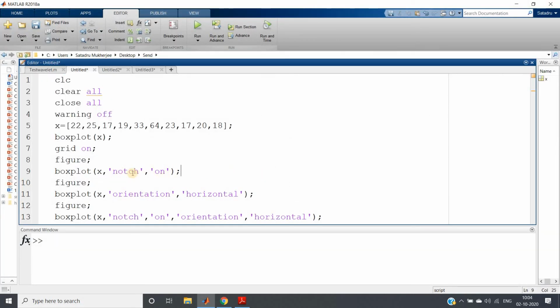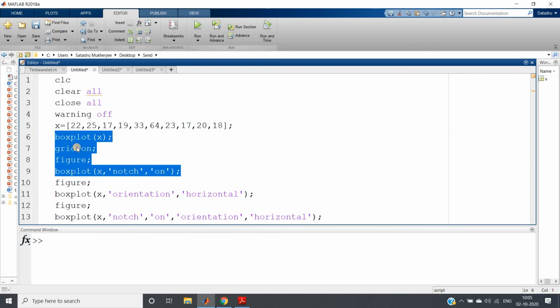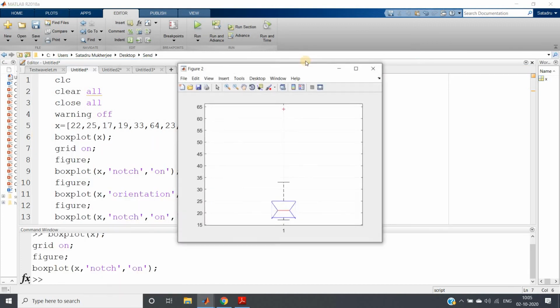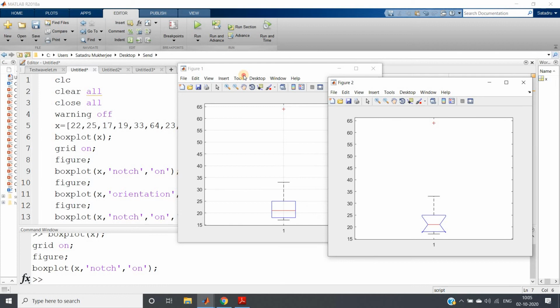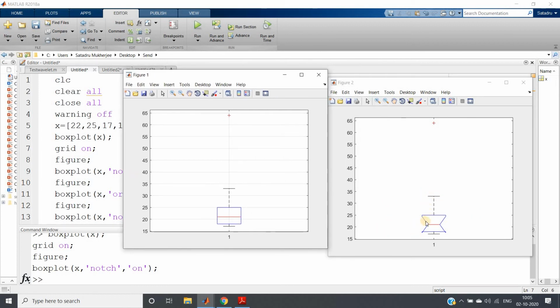Then some more interpretation we can get: simply write boxplot of x comma notch on. Okay, if you write notch on, you will get the same graph as earlier, but here in the central part a notch will come. You can understand it in the median part, like a belt surrounding the box.